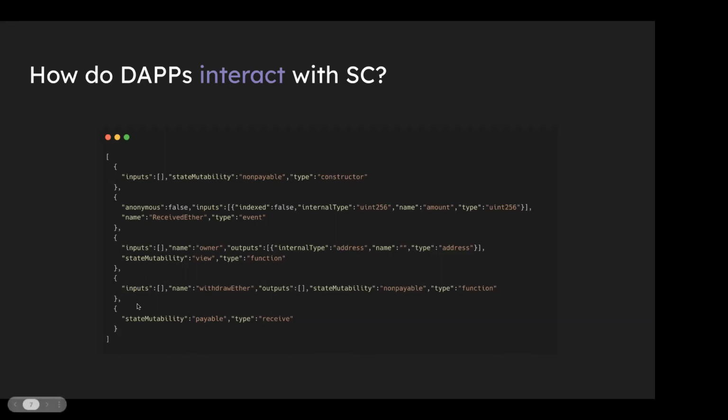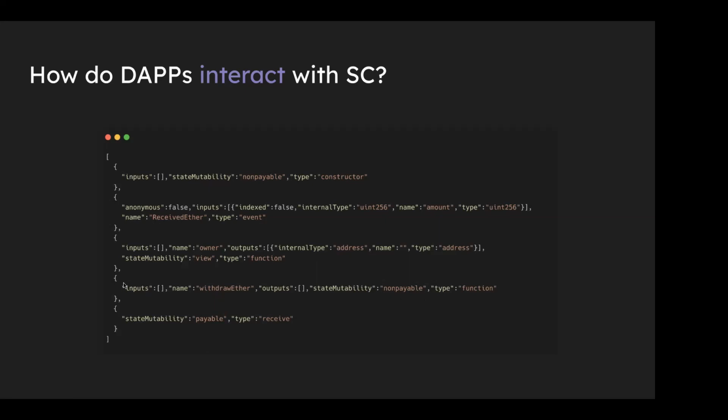The fourth curly braces is our function withdraw ether with state mutability non-payable, meaning that it can change the state, but it can't accept Ethereum. In order for it to accept Ethereum, the function has to be explicitly specified as payable.